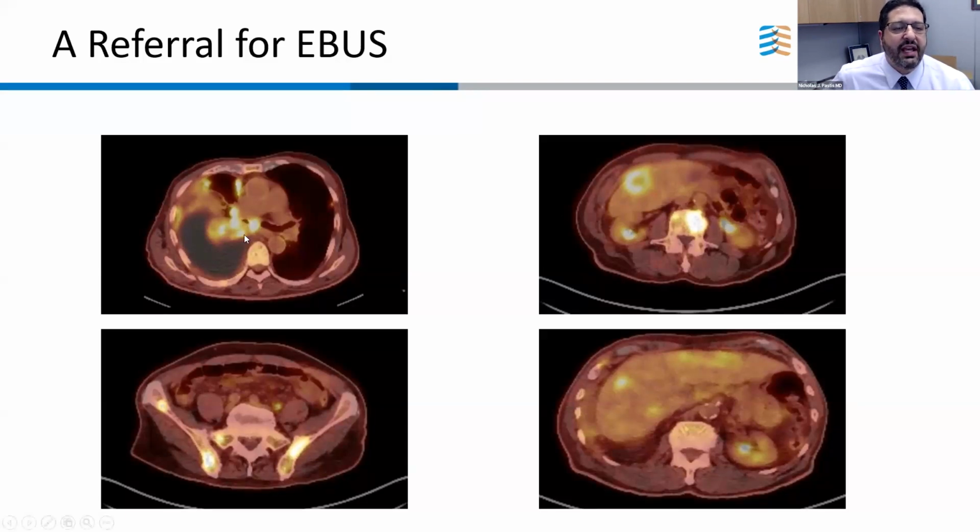So you can see a big hilar mass here. You can see a lot of adenopathy. You can see some FDG uptake along the pleura. So there's a high likelihood of a malignant effusion there. You can see the liver. There's several masses in the liver.